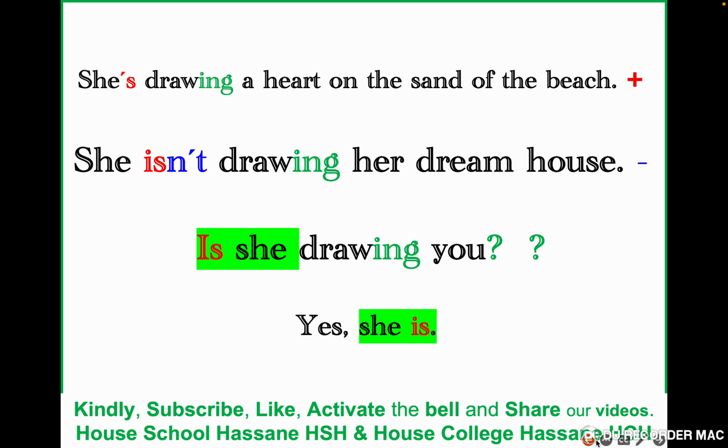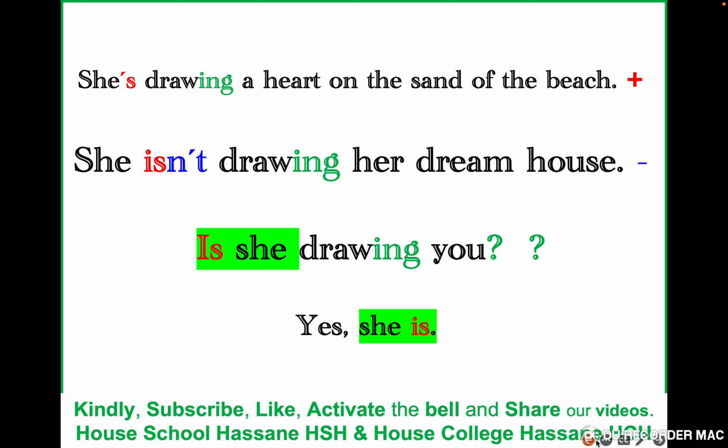Yes, she is. So if we ask you, are these sentences about now or about all the time? The answer is about now. The action is happening now. Why? How do we know? Because we have is and verb plus ing, present continuous. Present continuous means the action is happening now, the action is taking place now, the action is occurring now.